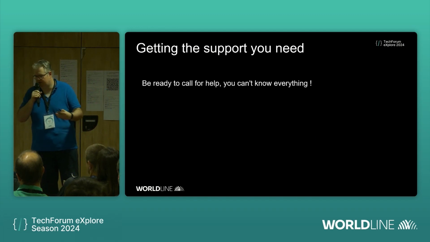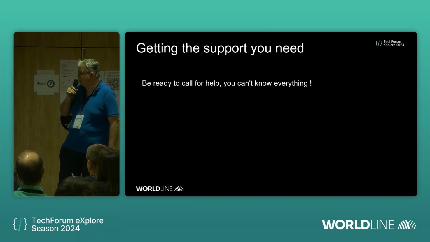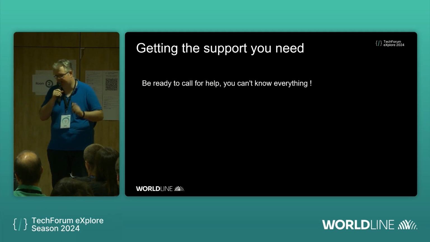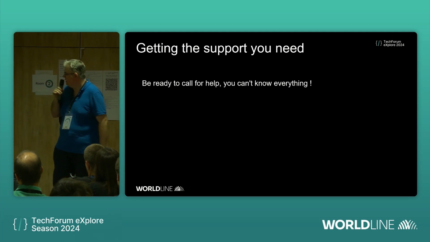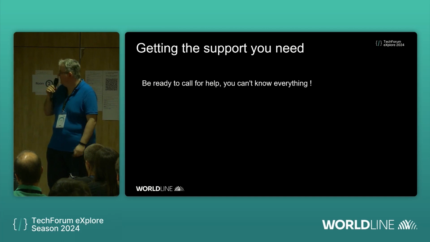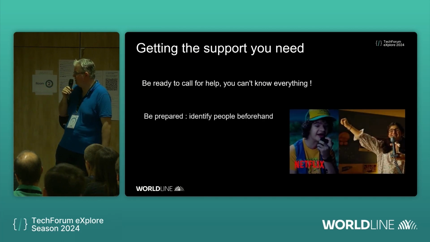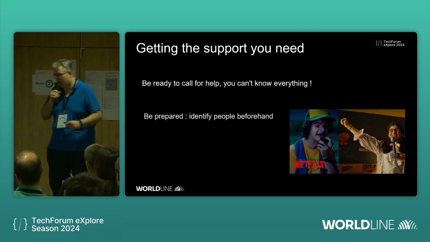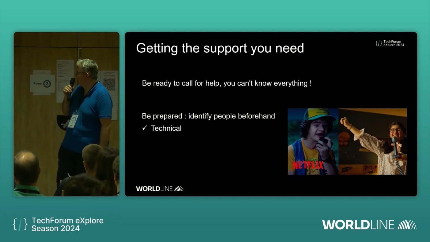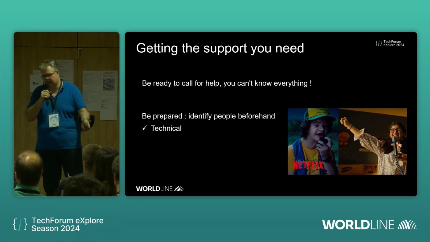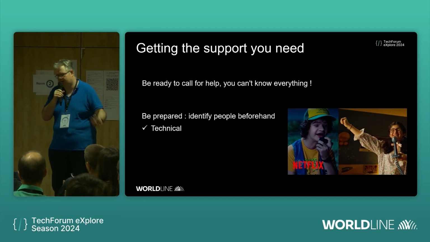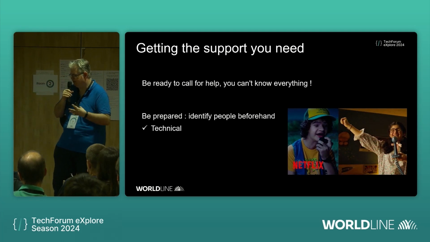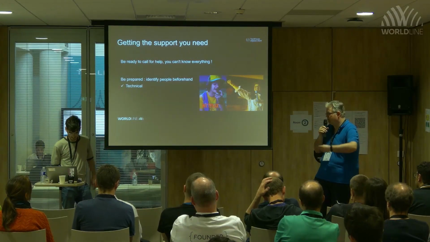Another dimension again is getting the support you need, because there is no way that you can do a whole performance testing campaign without asking for help. It's impossible. So you have to be ready to call for help, because you can't know everything. So the best way is to be prepared and to identify people beforehand. So what kind of people do you need? You need technical people such as software engineers, developers, but you will also need some network engineers or DBAs. You need all those kinds of people. If something happens, then you know who to ask.